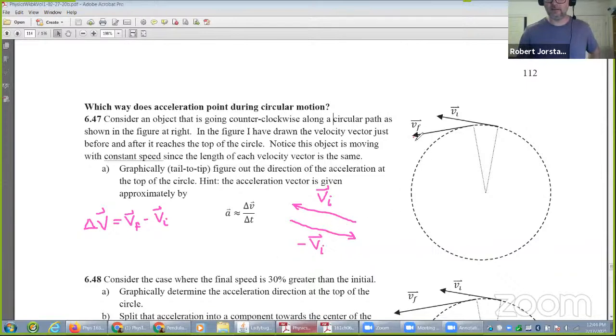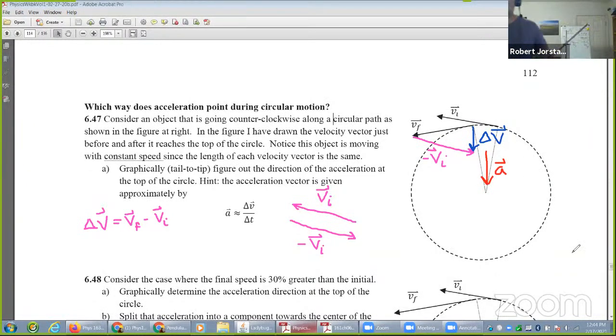V final plus, or plus negative V initial, excuse me, gives me delta V, right? The acceleration points the same direction, towards the center of the circle. Isn't that crazy? It's moving with constant speed, but because the velocity changes direction, the acceleration is towards the middle. Isn't that crazy? Questions?